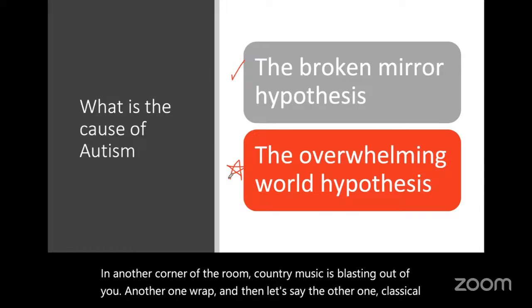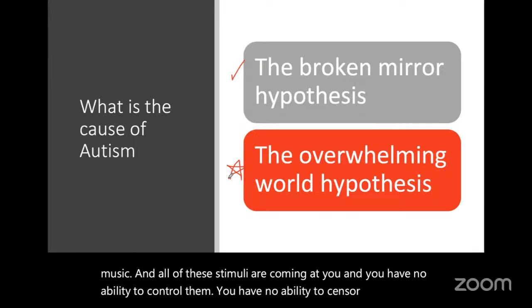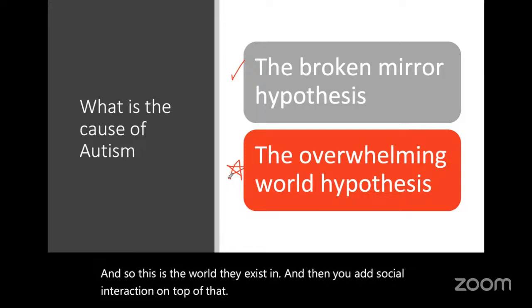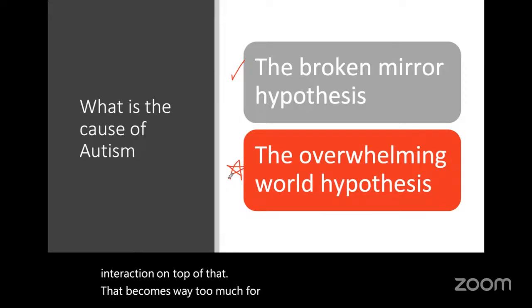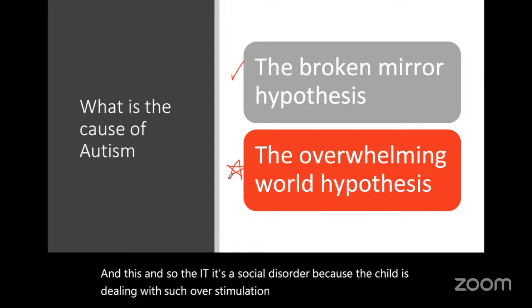And all of these stimuli are coming at you, and you have no ability to control them. You have no ability to censor them out. And so this is the world they exist in. And then you add social interaction on top of that. That becomes way too much for the child to deal with. And so it's a social disorder because the child is dealing with such overstimulation that they can't filter out.